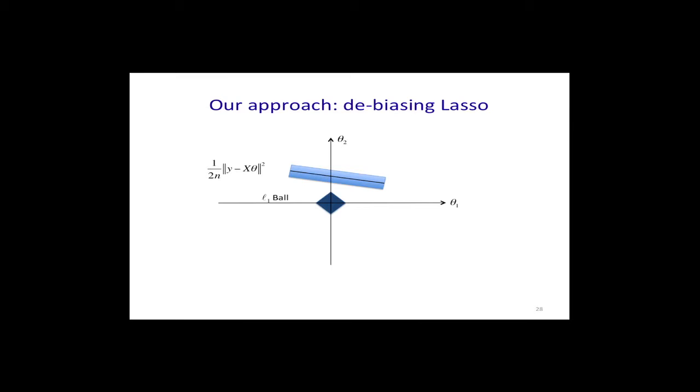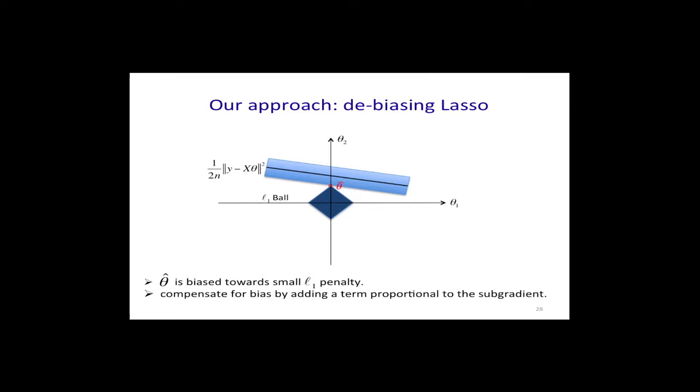Okay, and to overcome these limitations, I will propose the following approach. It's based on debiasing the lasso estimator. As I said, lasso is a regularized cost function. You are minimizing the negative log likelihood and also the L1 norm. So your lasso estimator is somewhere here at the intersection of these two volumes. And you see that theta hat is at the corner of the L1 ball, so most of its coordinates are zero, as we saw.